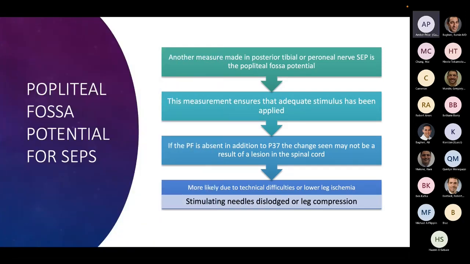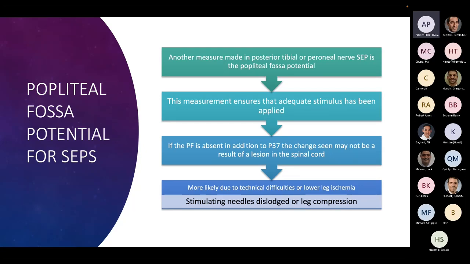There's also the popliteal fossa potential, and this is a way you can determine whether or not the patient has perhaps had a stimulating needle dislodged, or if there's subsequent leg compression that's causing some lower leg ischemia. So this measurement basically ensures that adequate stimulus has been applied.